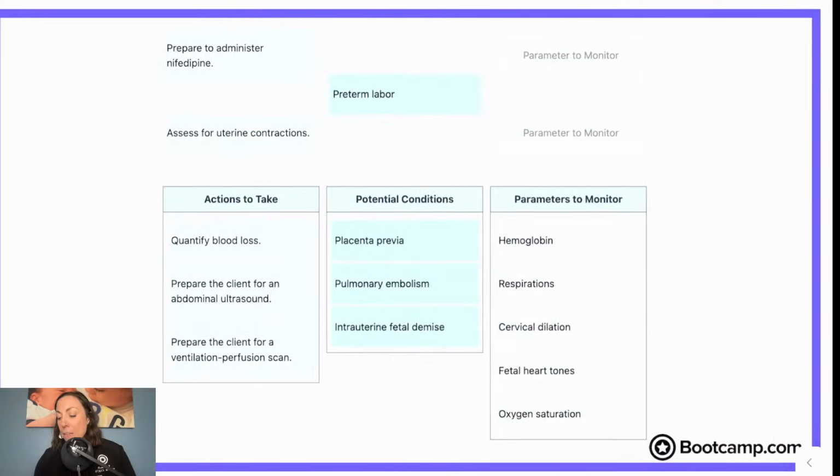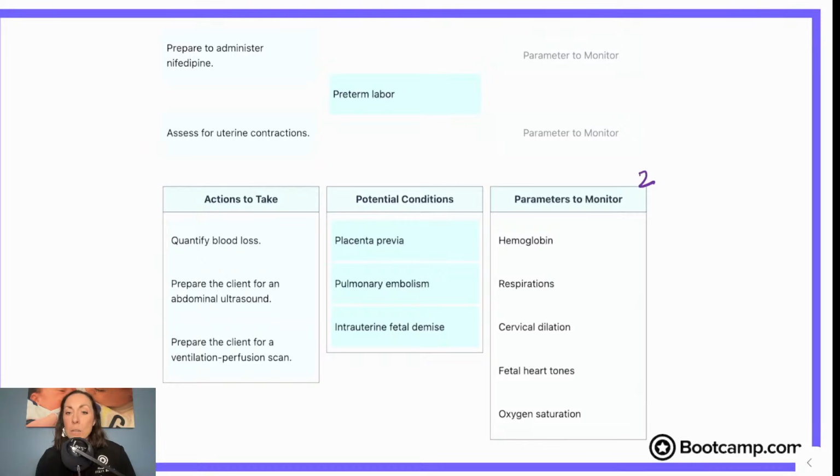So again, this is another select N. We're going to pick two options here. So two parameters that we monitor. We might do all of these for a client, right? They might not be wrong, but we want to know what two actions are going to help us know if our interventions and our actions worked.